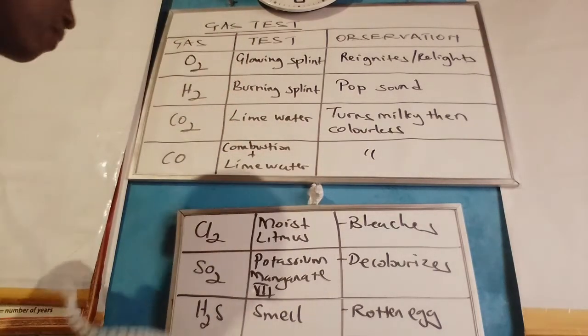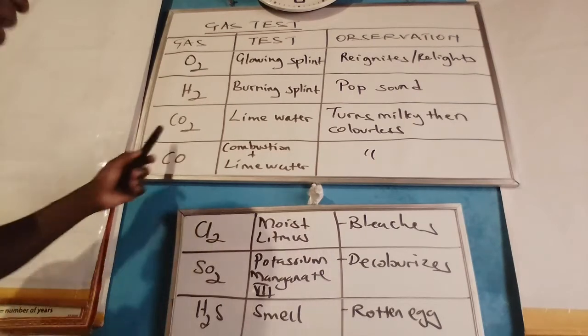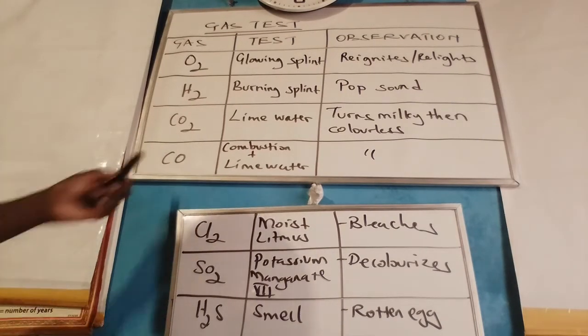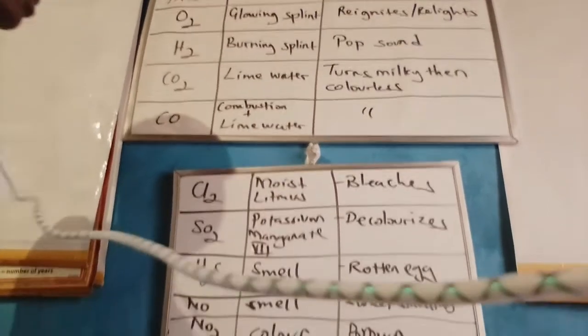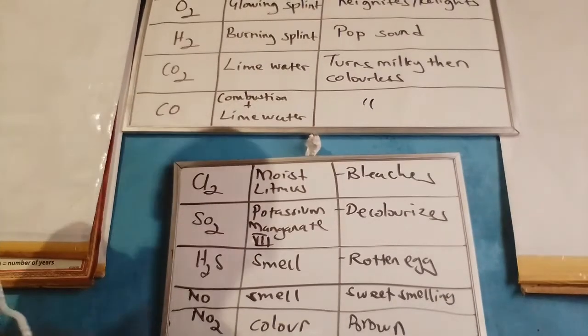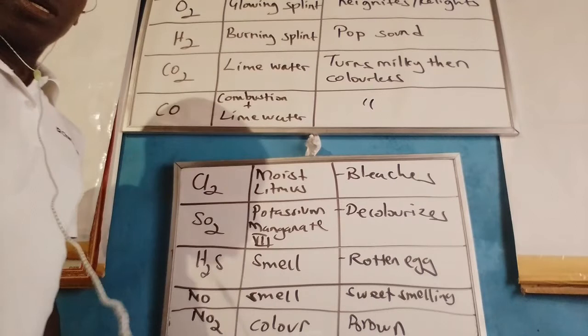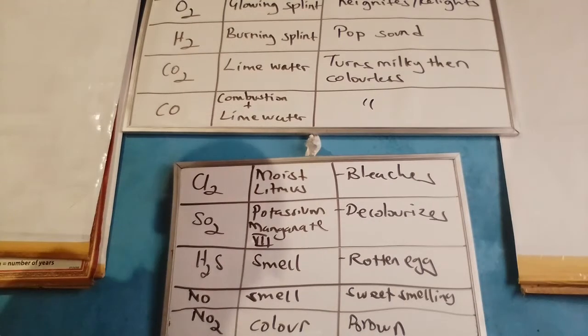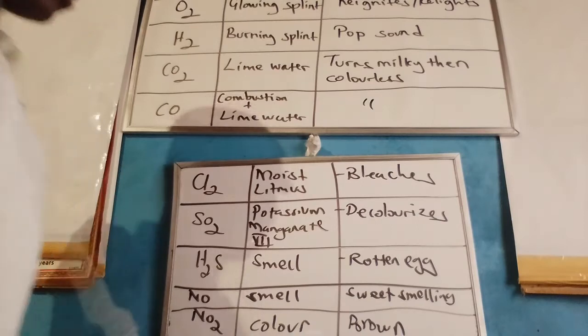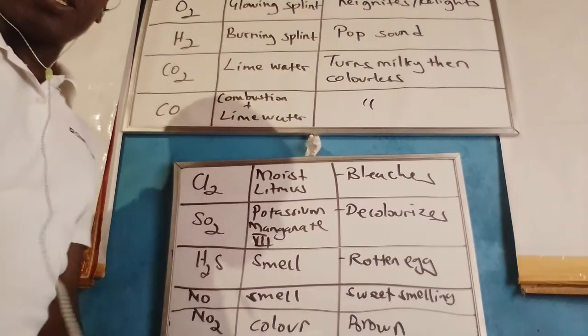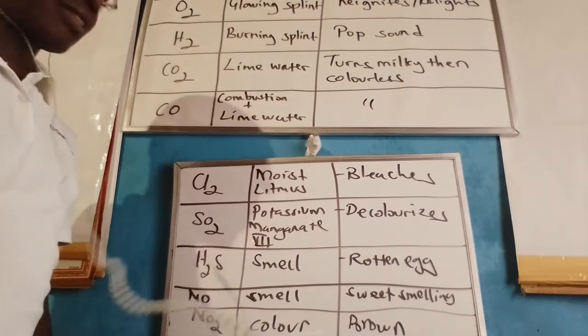In that case, therefore, we find that the property of carbon dioxide is also used in the testing for carbon monoxide. In this case, the carbon monoxide will be subjected to combustion to oxidize it into carbon dioxide, and then the principal test of lime water is used, and it gives us the same observational results.